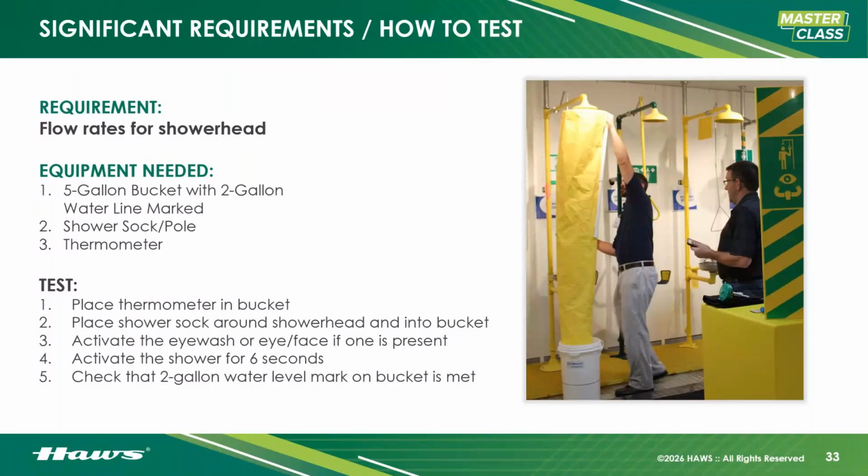We want to check that the 2-gallon water level mark on the bucket has been met. This is just telling us, to put it in simple terms, when you go to the hospital, the nurse will not count your pulse for a full 60 seconds. That's what we're doing. They're doing the math. Okay, so 6 seconds, 2 gallons is 60 seconds and 20 gallons. We're just multiplying it by 10. So you've got to test that shower head, and this does have to be done on a weekly basis if one is present.